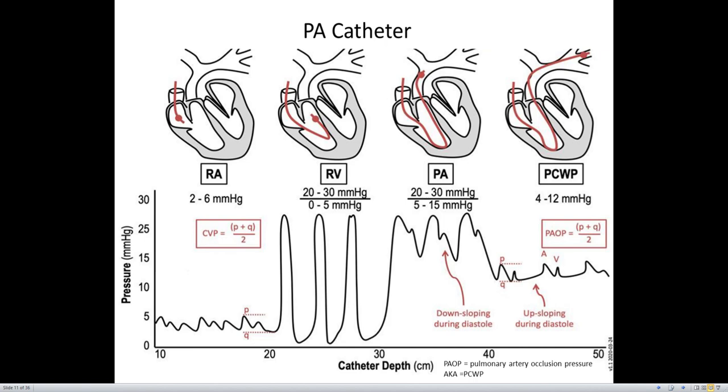I'd like to know, what can increase or decrease right atrial or CVP pressure? What can increase or decrease right ventricular pressure? What can increase or decrease pulmonary artery pressure? What can increase or decrease pulmonary capillary wedge pressure? So this is your, I don't want to say formal homework, but homework to be thinking about so that we can talk about this on our next meeting.